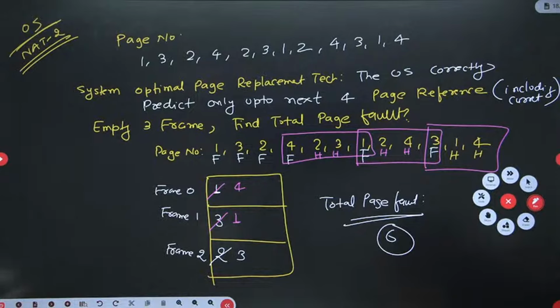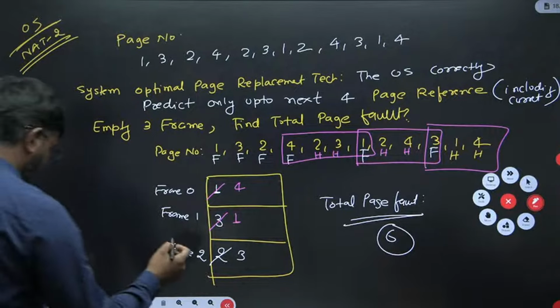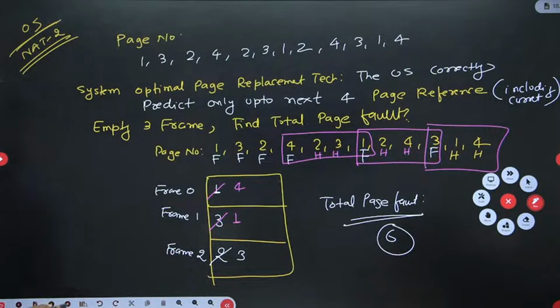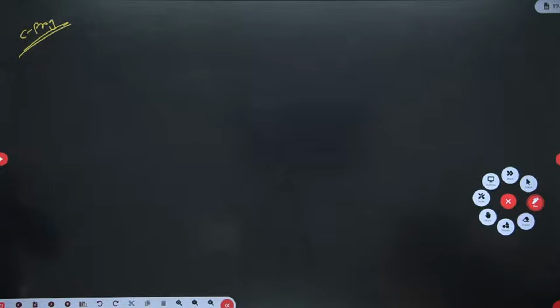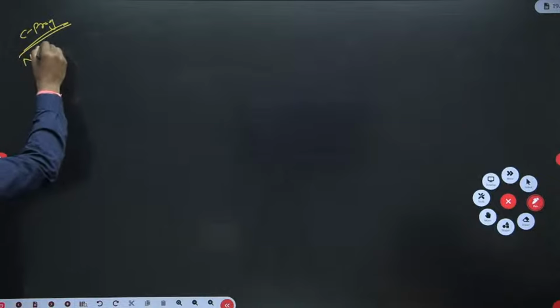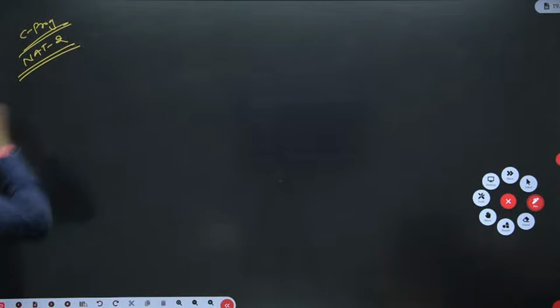Okay, now see the next one. The next one is one more C programming question. This was a NAT 2 marks question.